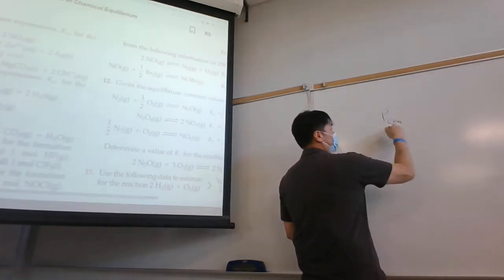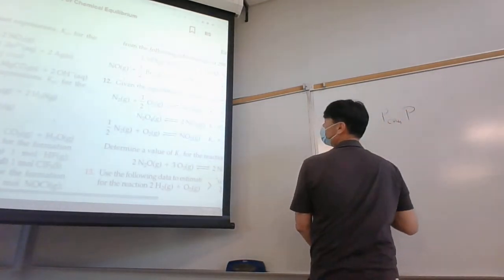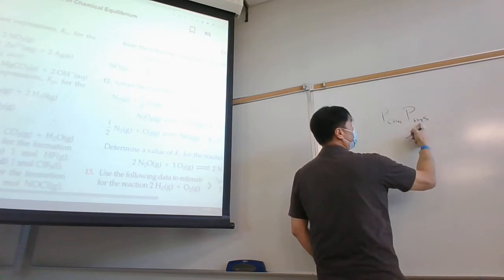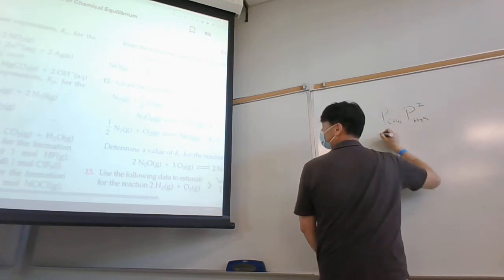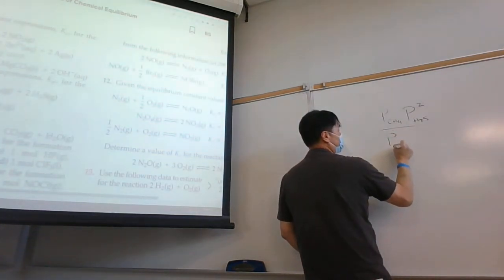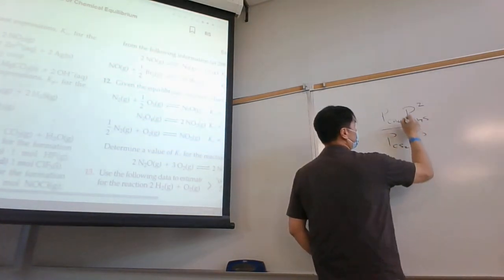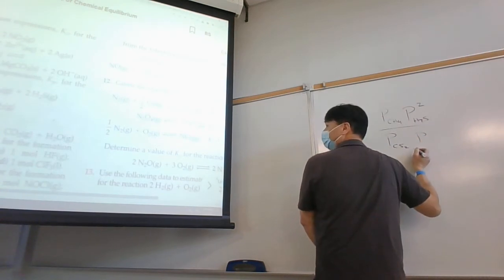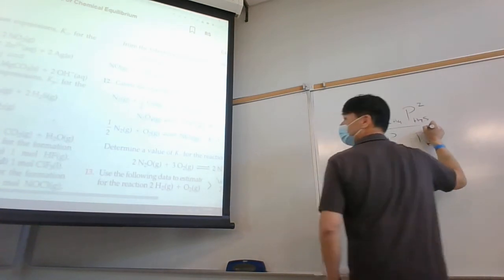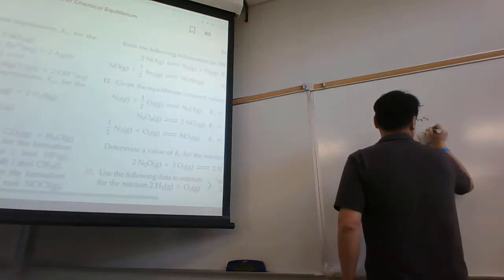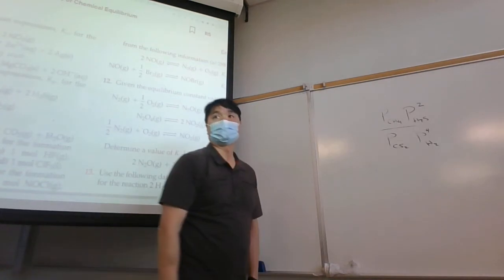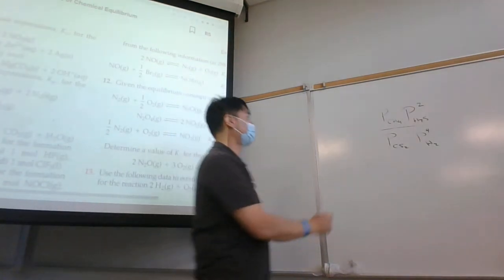So partial pressure of CH4 times the partial pressure of hydrogen sulfide, so methane, hydrogen sulfide. The hydrogen sulfide is going to be squared, divided by the partial pressure of carbon disulfide times the partial pressure of hydrogen gas. And this is going to be to the fourth. Yeah, that would be it. This would be Kp.